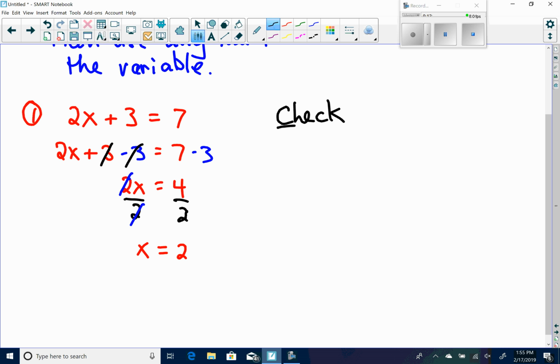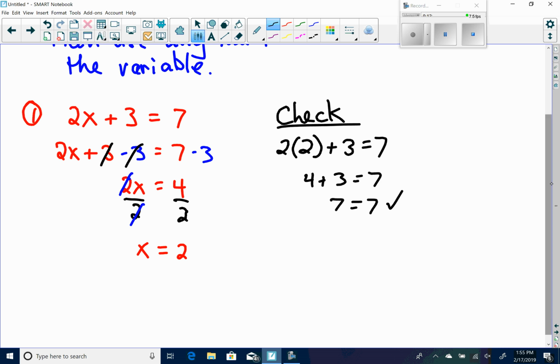Again, I'm always going to show a check with every solution here. If x is equal to 2, my check will become 2 times 2 plus 3. I want to know if that's going to equal 7. 2 times 2 will give me 4. 4 plus 3 will give me 7 on the left side, which matches the 7 on the right side.